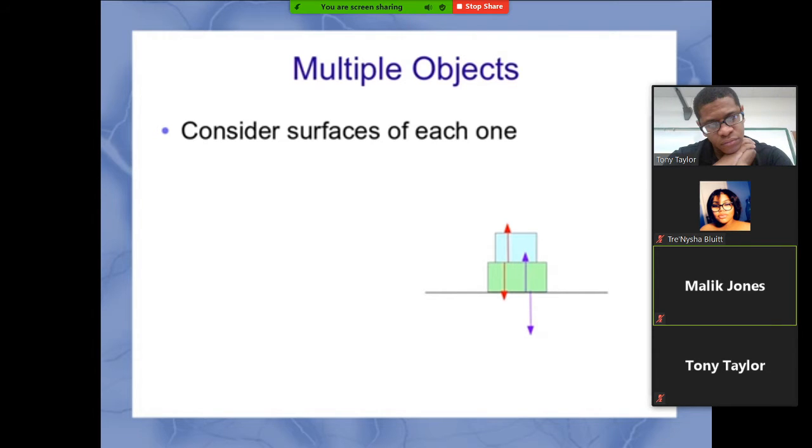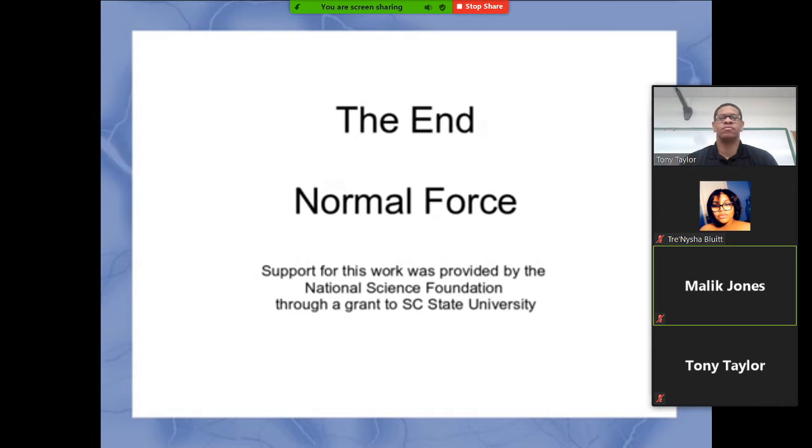When I go to do force diagrams, remember that I want to treat each object separately. So my blue box has a normal force upwards due to the green box, and my green box has two normal forces, one due to the floor and one due to the box sitting on top of it. Now don't forget, both of those boxes also have a force of gravity, assuming they're sitting here on Earth and not out in space. And so your full force diagram would have to take into account not just the normal forces, but any other forces that are on there as well. So that's your introduction to the normal force.